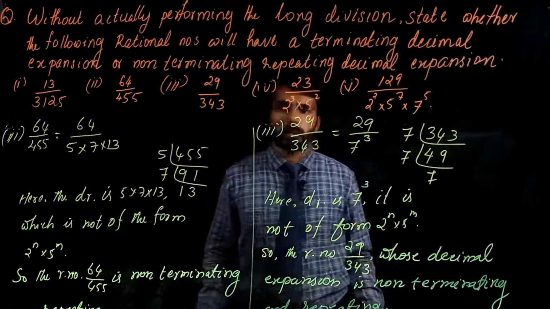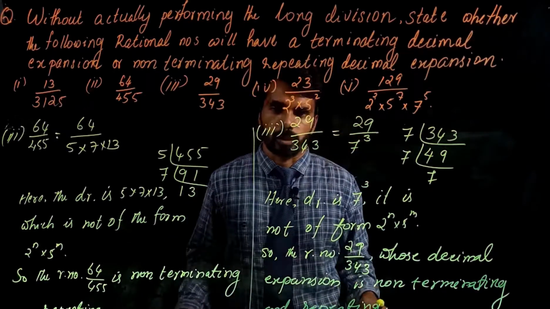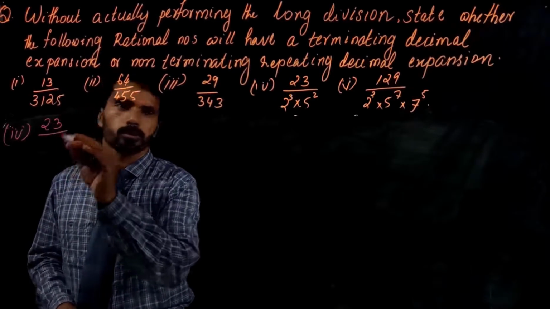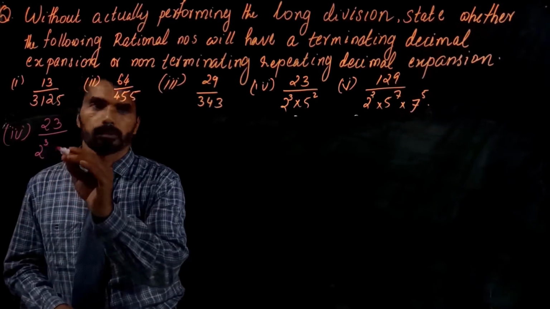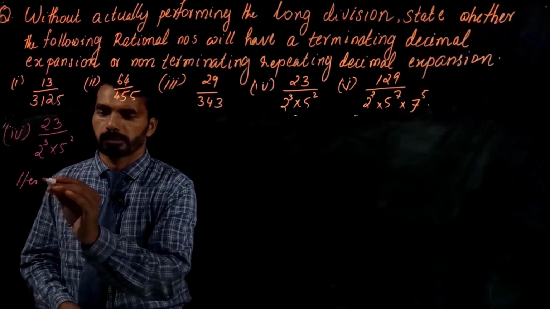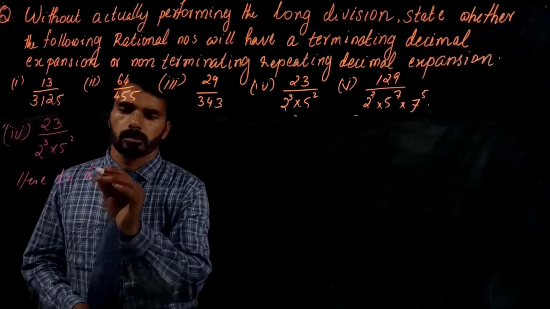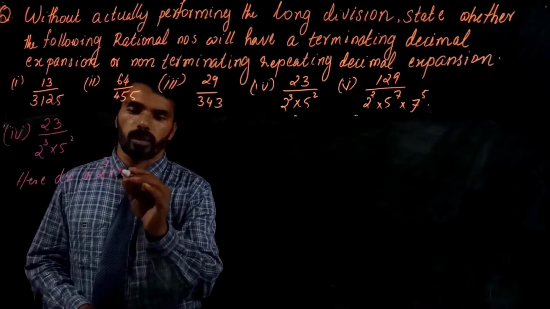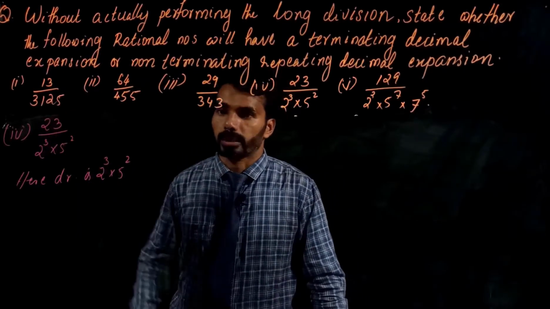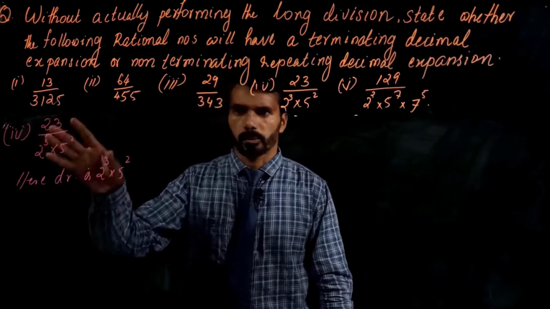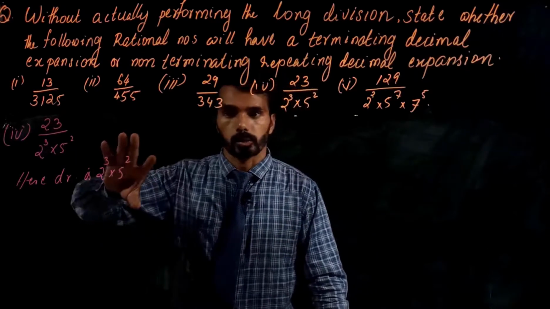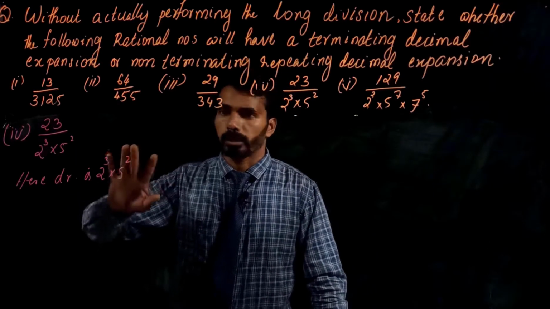Now let us consider the fourth one. It is 23 divided by 2 raised to 3 into 5 squared. Here the denominator is 2 cubed into 5 squared. The denominator is given in the prime factorization itself, so no need to factorize the denominator now. It is very clear it is of the form 2 raised to n into 5 raised to m, where n and m are non-negative integers.